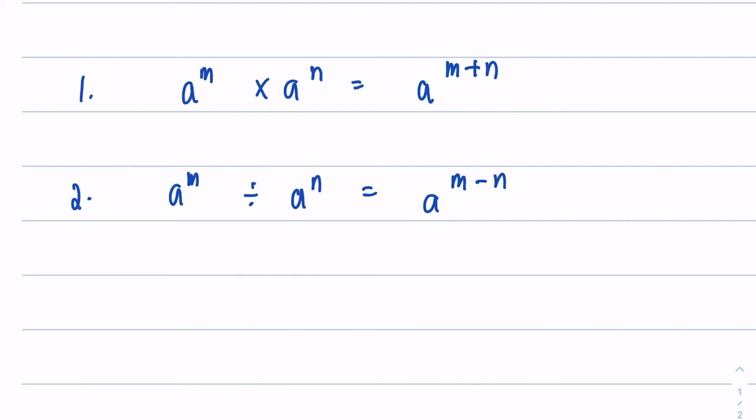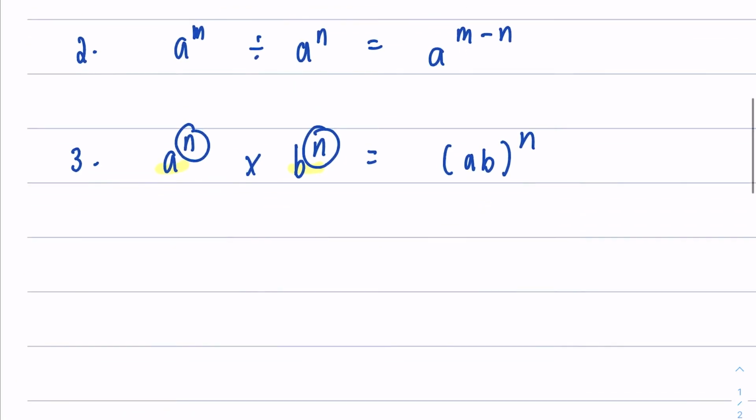The third rule, you have different bases but same index. a to the power of n times b to the power of n. As you can see, these are different, so you cannot actually apply the first two rules. Thus, you just have to multiply a and b and retain the power.